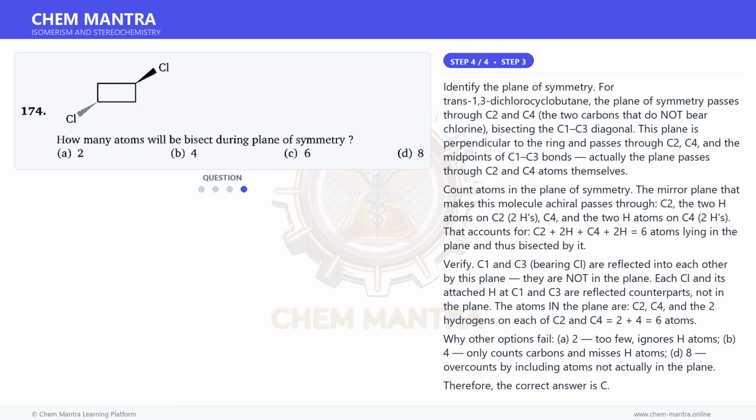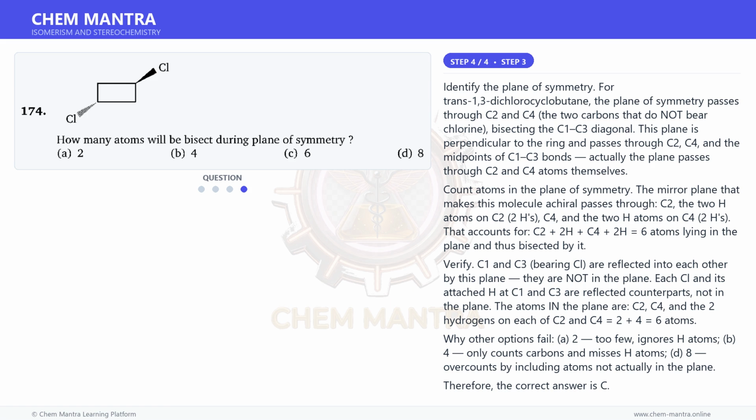The mirror plane that makes this molecule achiral passes through C2, the two H atoms on C2, C4, and the two H atoms on C4. That accounts for C2 plus 2 H plus C4 plus 2 H, which is equal to 6 atoms lying in the plane and thus bisected by it.